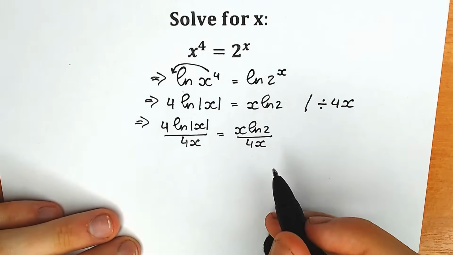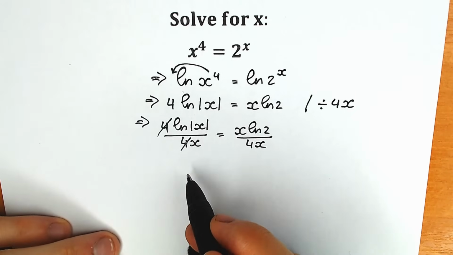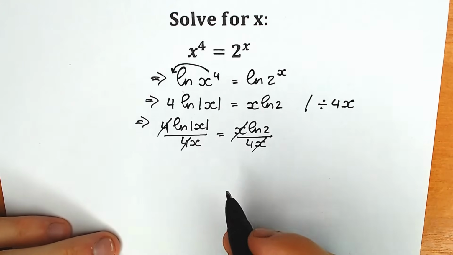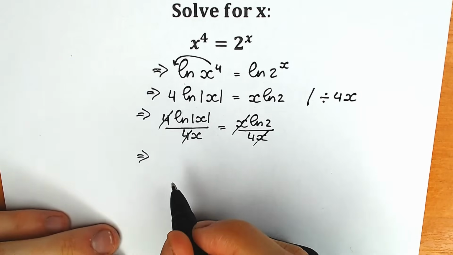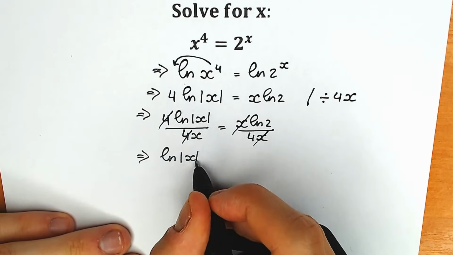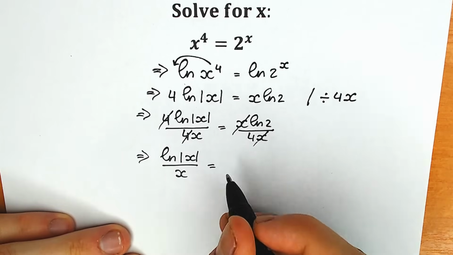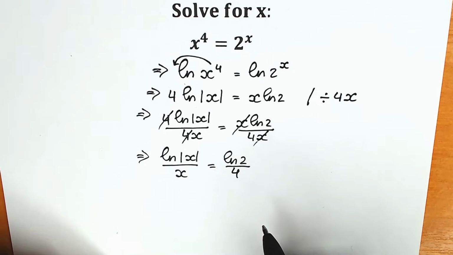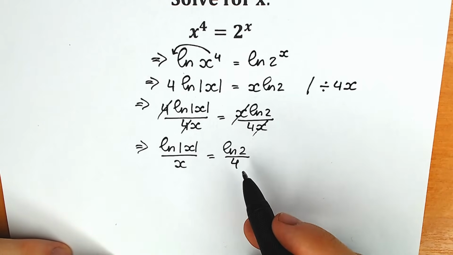That's why I divided by 4x, because right here we're going to cancel this 4, and on the right side we're going to cancel the x. So as a result, we have natural log absolute value x over x on the left side, and on the right side we have natural log 2 over 4. So this is our first step. We just group our variables on the left side and our constant on the right side.